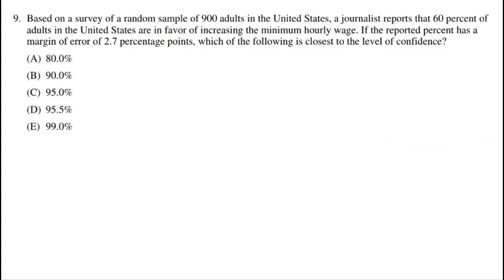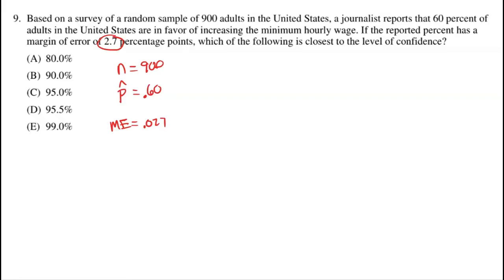This question says, based on a survey of a random sample of 900 adults in the United States, a journalist reports that 60% of adults in the United States are in favor of increasing the minimum hourly wage. Now, let's just stop right there and gather what we have. So we got a sample of 900 adults, and from that sample, we know that the proportion that are in favor of increasing the minimum hourly wage is 60%. In fact, I'm shocked it's not higher than 60%. All right, if the reported percent has a margin of error of 2.7 percentage points, so our margin of error is 0.027. Which of the following is closest to the level of confidence?